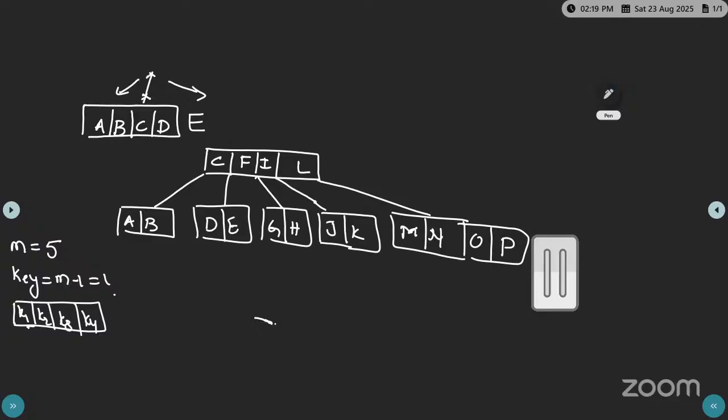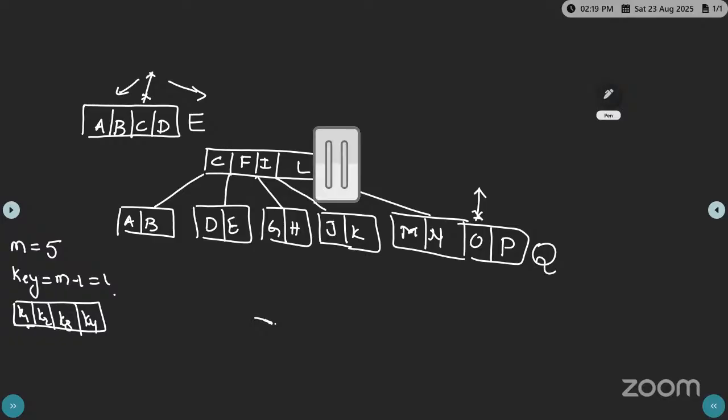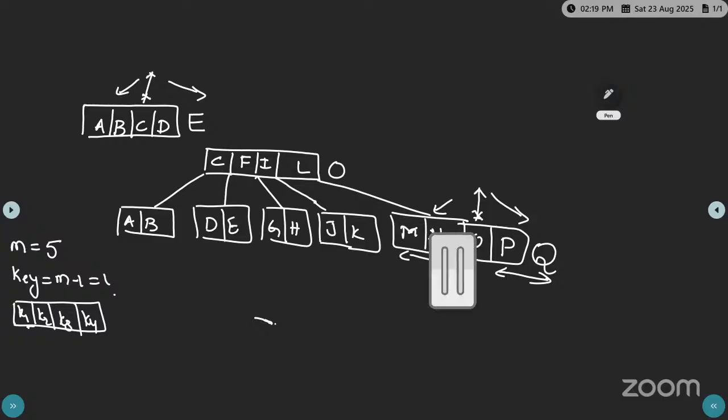And now tell me, identify. O belongs to one level up and O is available here. O available one level up. O's left side is MN, O's right side is PQ. But here, space is not available at the root node.